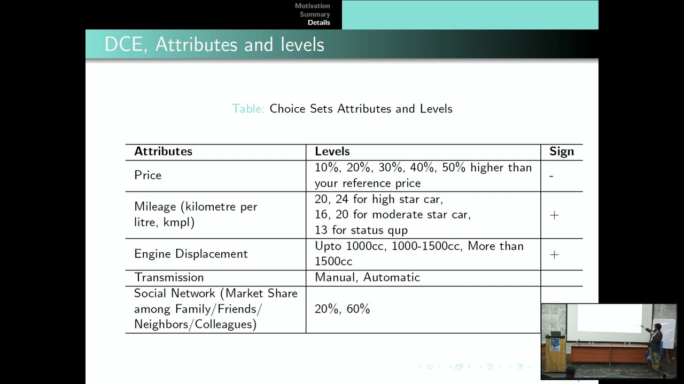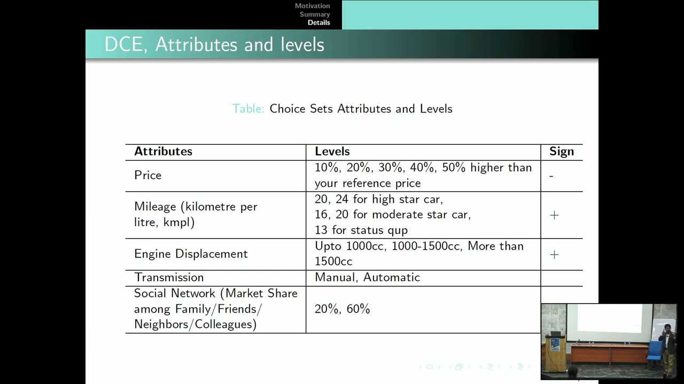Engine displacement and transmission are two characteristics of the car that matter. The first one in terms of power of the car, and that we know is important for many people. They want a powerful car. And then transmission, many people prefer automatic. Many people prefer manual. That is definitely an important characteristic of the car itself.